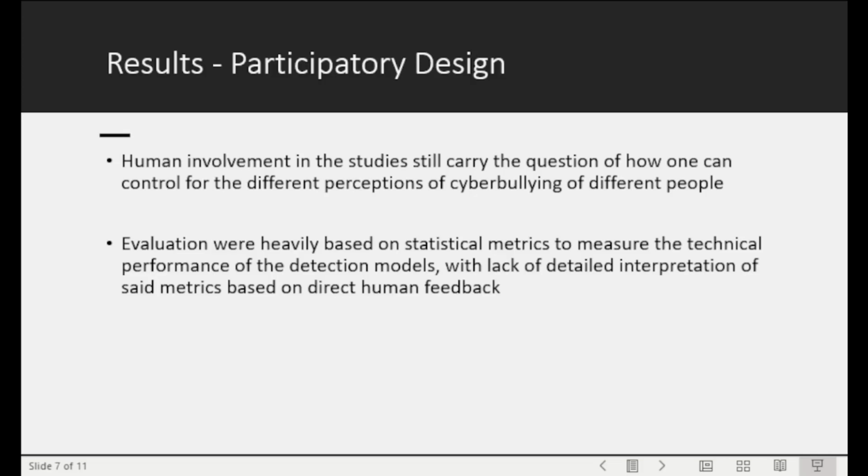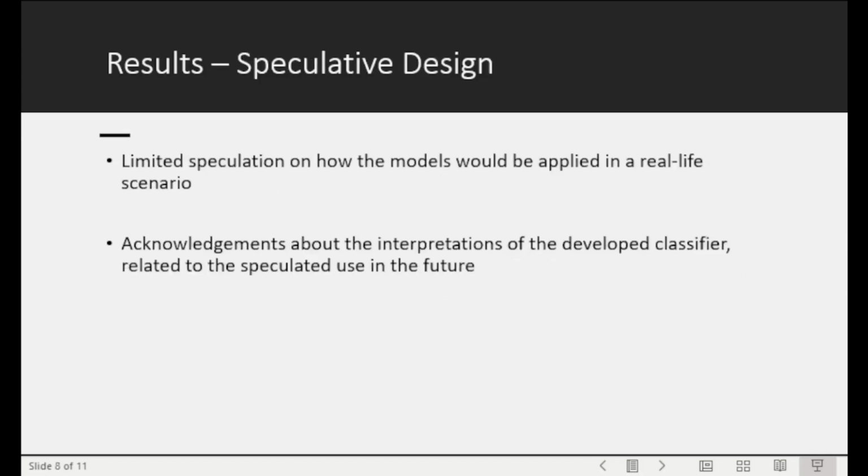The majority of model evaluation approaches were based on statistical measurements such as precision, recall, and accuracy. While these metrics measured the technical performance of the models, there was a lack of detailed interpretation of the performance metrics based on direct human feedback, whether experts or other stakeholders involved in cyberbullying, information that could provide a deeper look at the misclassifications. While prior research has shown varied approaches to define the particular research goals, the majority did not speculate how the developed models would be utilized in real-life scenarios.